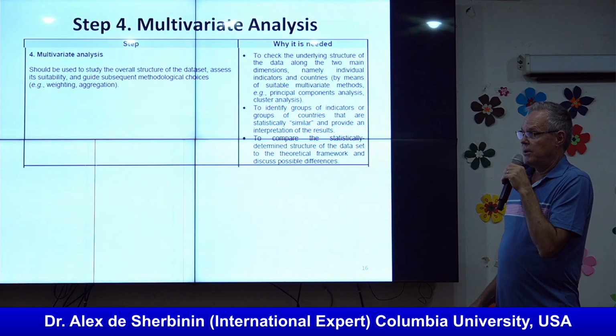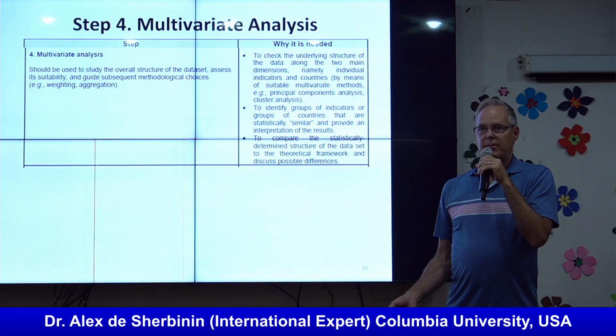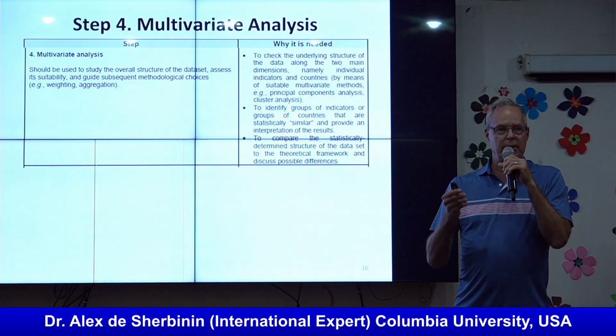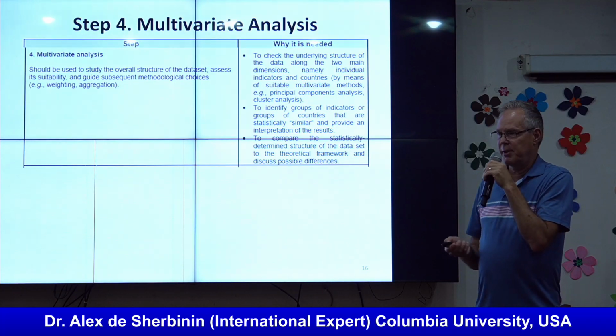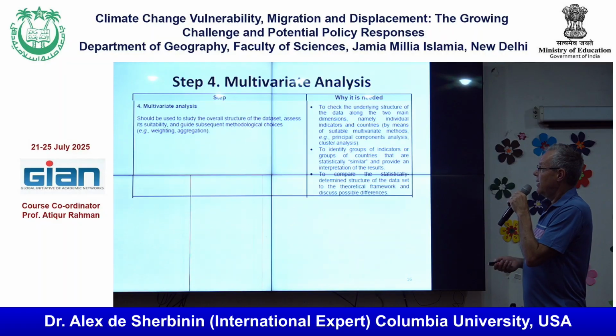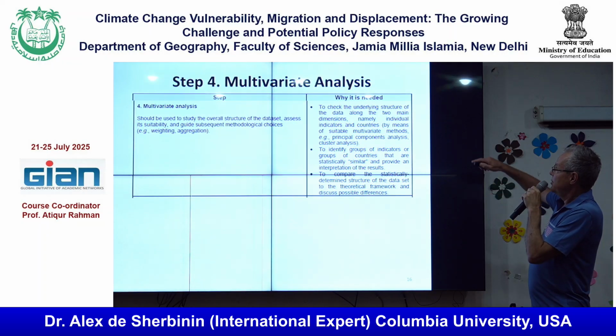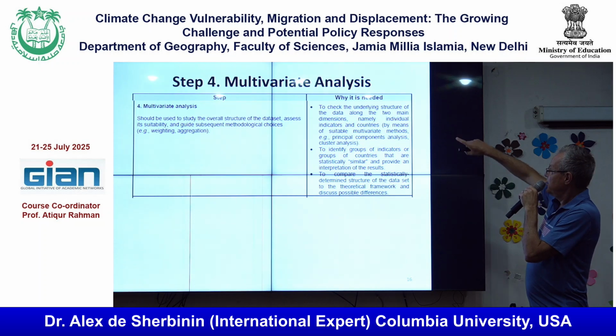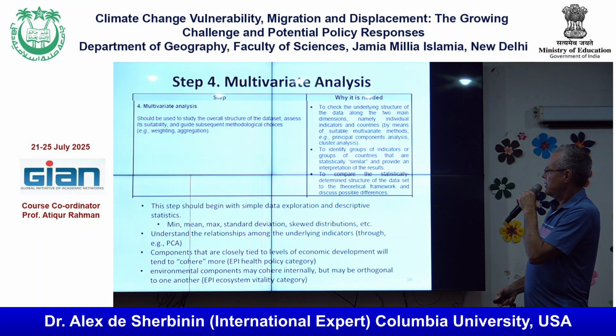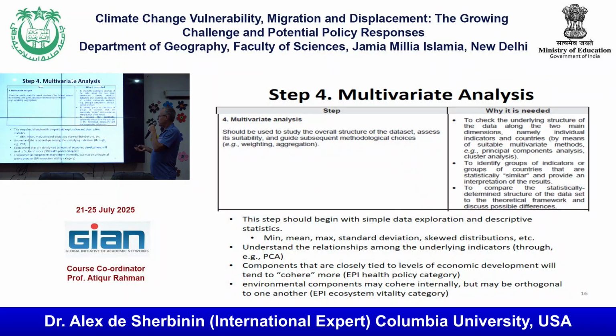This is where you've got all your raw data, and you have the raw variables like dissolved oxygen or particulate matter pollution levels, and you start analyzing the distribution. You check the underlying structure of the data along with two main dimensions, namely individual indicators and countries. You identify groups of indicators or groups of countries that are statistically similar and provide an interpretation of the results. And so you're starting to get into the data and explore them.